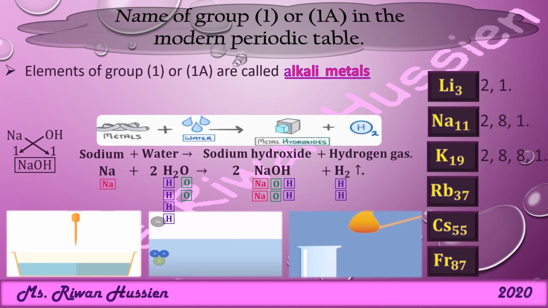Then, if we count all of the atoms again, we can see that we need one more sodium atom on the left hand side of the arrow. And we can fix this by adding 2 in front of sodium atom, giving us 2 sodium atoms.